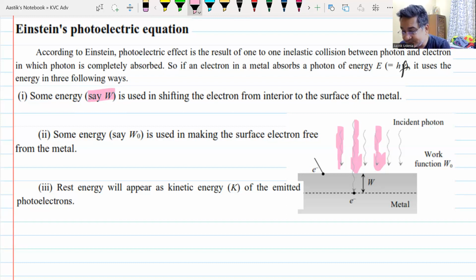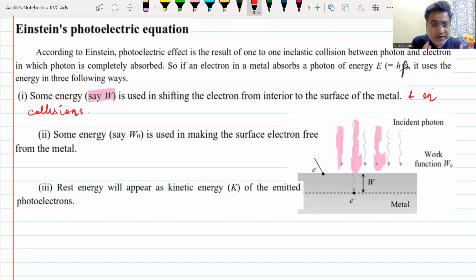Yes or no? Yes. Some energy would be lost in collision of this electron. So we call that total energy as W in shifting the electron from the inner to the outer surface and in collisions. When these electrons get energy and try to come out of the metal surface, they might collide with the neighboring electrons and some amount of energy is transferred there. Do we understand this? Let me call that energy as W.